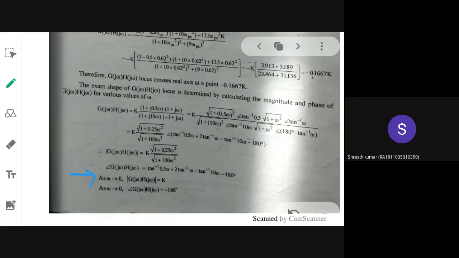So this is for omega is equal to 0. You substitute omega is equal to 0 in the magnitude expression, and you will get the magnitude to be equivalent to k. Then you need to substitute omega is equal to 0 in the phase angle expression, and the phase angle is obtained to be minus 180 degrees.